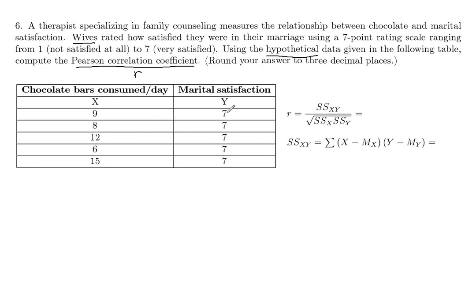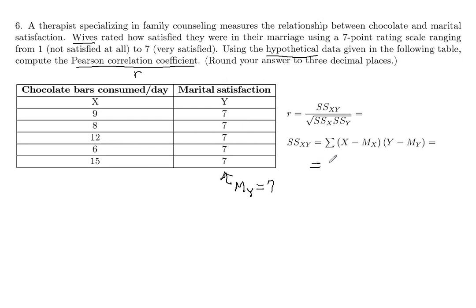Well, notice that all the y values here are the same. So what that means is that the mean of the y values is just going to be 7. There's 5 values, they're all 7s. So if you add those up, 5 times 7 is 35, divide by 5 is 7. So for the first ordered pair, we've got x is 9 and y is 7.